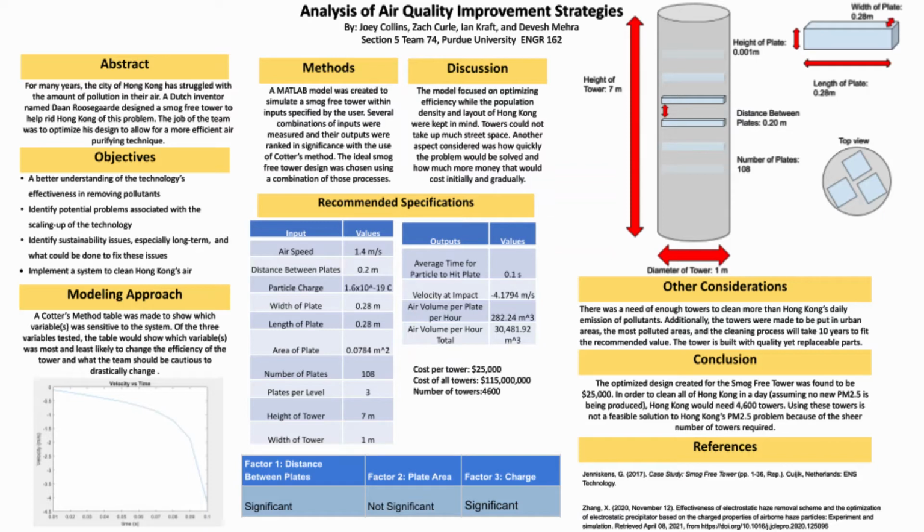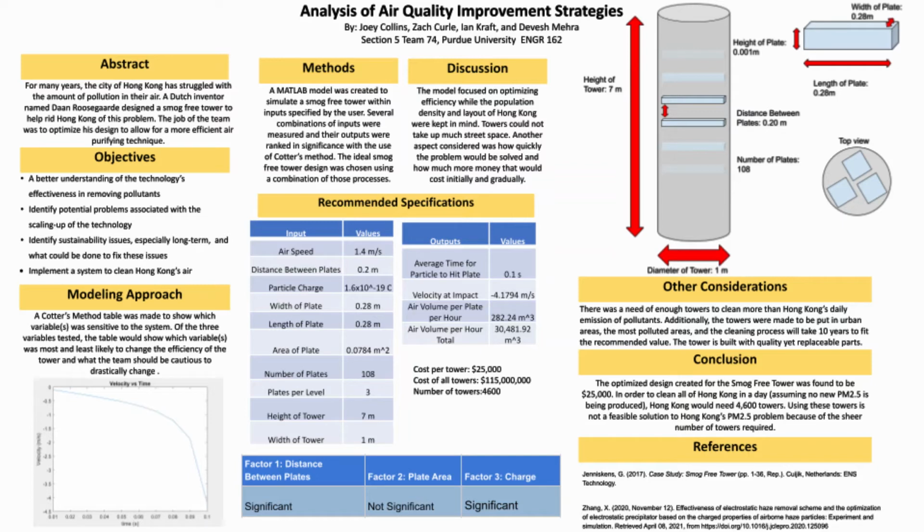To use the program, we were able to accept several inputs, such as the ones seen below in the recommended specifications section, that gave us the outputs seen in the same section. After doing this, we used Cotter's method to rank if each of those inputs was significant or not. And with the discussion section, we made sure to focus on the smog-free tower itself, as well as the factors that Hong Kong would kind of tie into it.